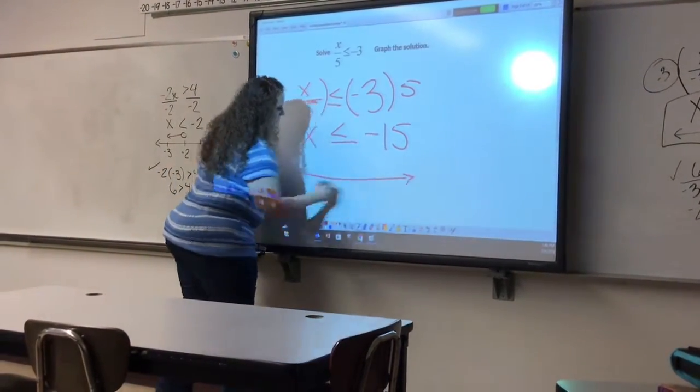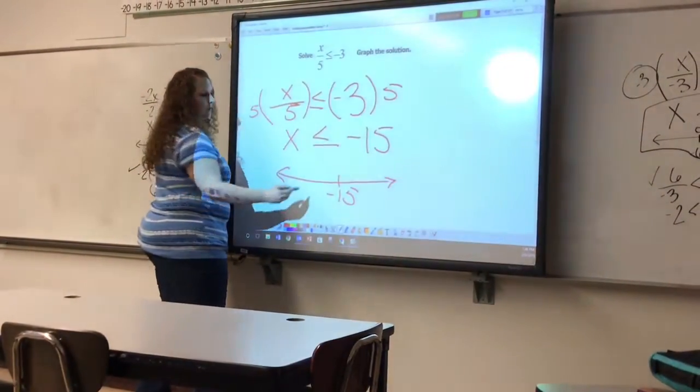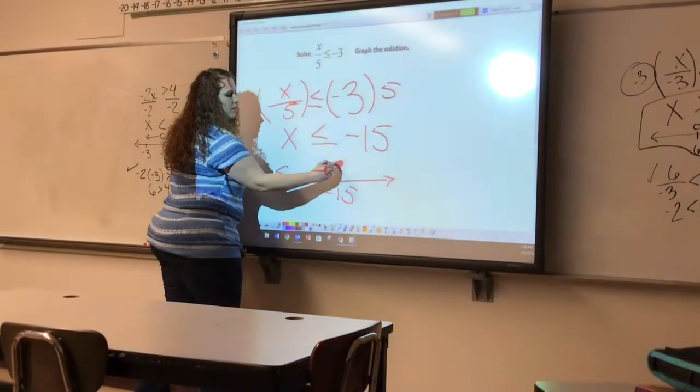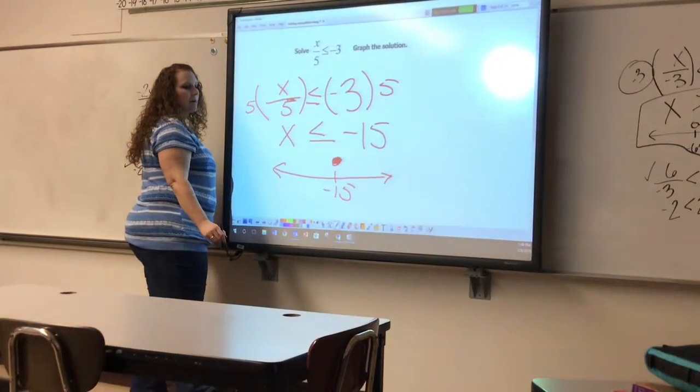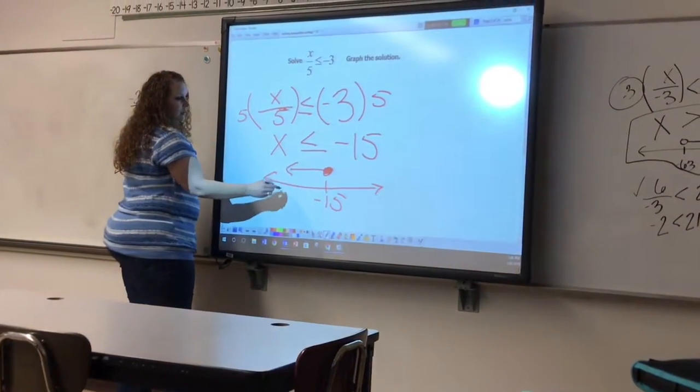And then you graph it. We're at negative 15. Open circle or closed circle? Closed. Why? Because it's equal to. And is my variable smaller or larger? Smaller. And then you check.